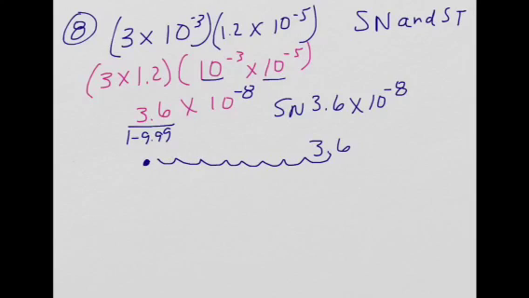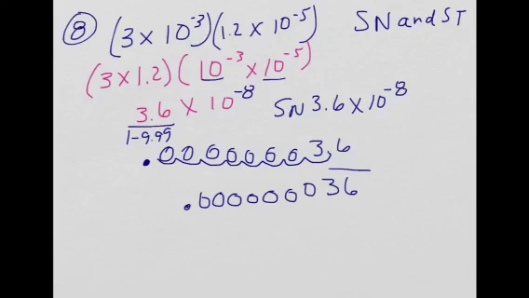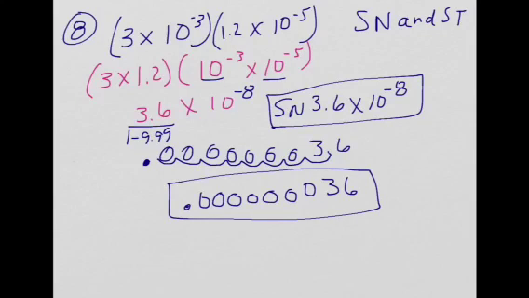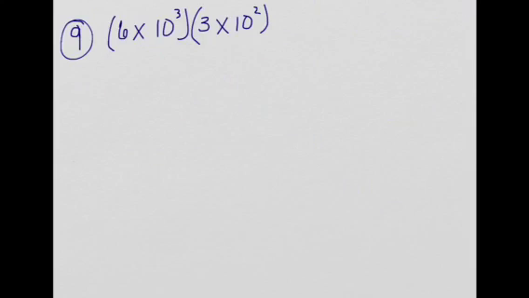We're going to put a big decimal there and then add in the zeros, which you should be adding in 7 zeros. So our answer would be decimal 1, 2, 3, 4, 5, 6, 7, and then we have 3, 6. This is our scientific notation, and this is our standard.